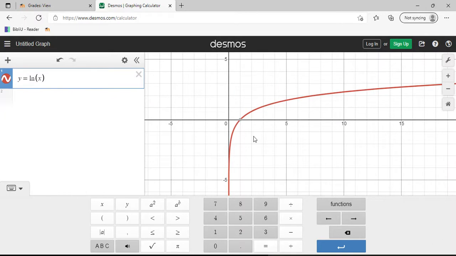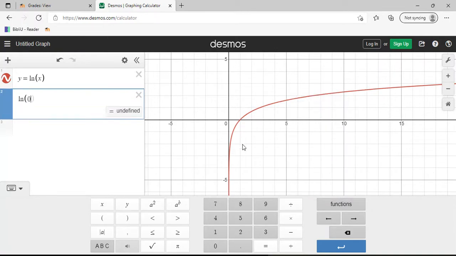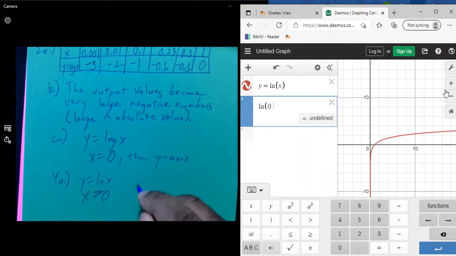Now, they ask us what is the domain. If you notice here, the domain is the x values. This graph will never hit where x is 0. And it also won't hit the y-axis either. It'll get very close, but it will never hit it, because the natural log of 0 is undefined. So it can never hit this y-axis or where x is 0. So your answer here for 4a would be x is greater than 0.